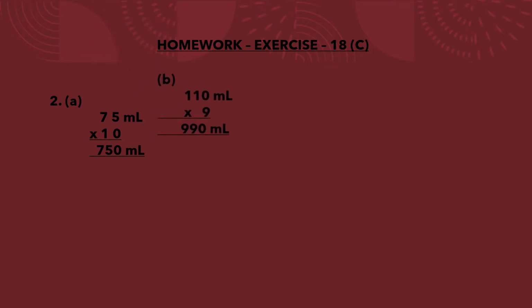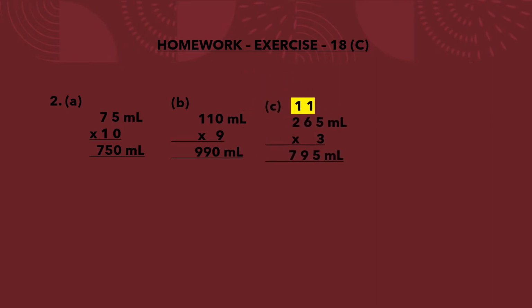Then B part, 110 milliliters multiplied by 9. Now same way you can do 0, 9 zeros are 0. Then 9 ones are 9, 9 ones are 9. So 990 milliliters. C part, 265 milliliters multiplied by 3.